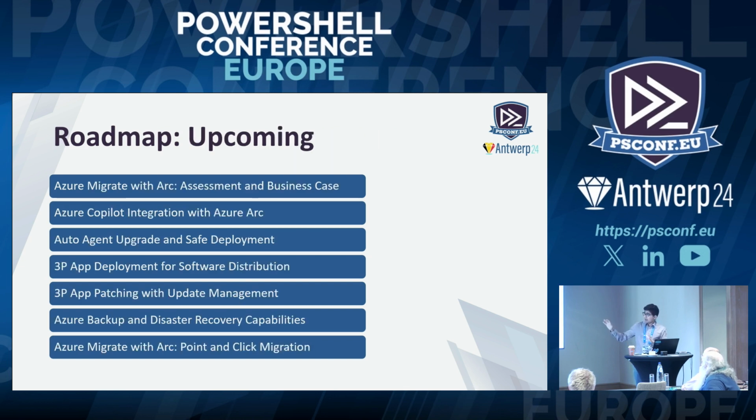What's a little bit further out? We have a lot of upcoming capabilities as well. So we have our integration with Azure Migrate, where you get assessment and business case. We also have, at the bottom, point and click migration, which is a little bit more challenging, right? But all of those coming together, with Arc as a way for customers to start evaluating Migrate, is a critical piece for us, right?